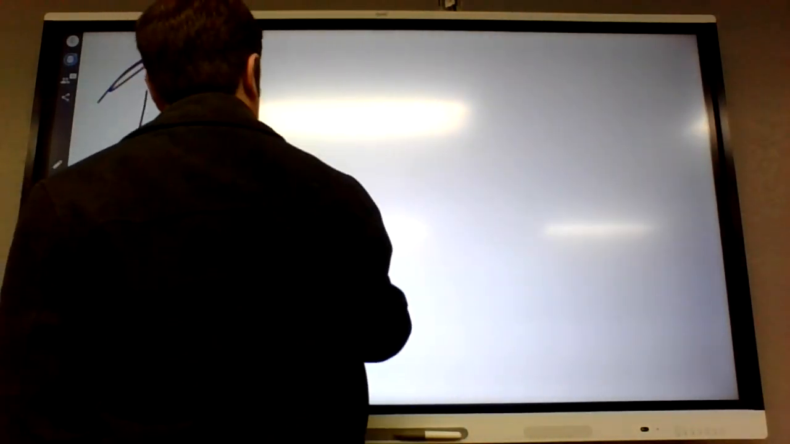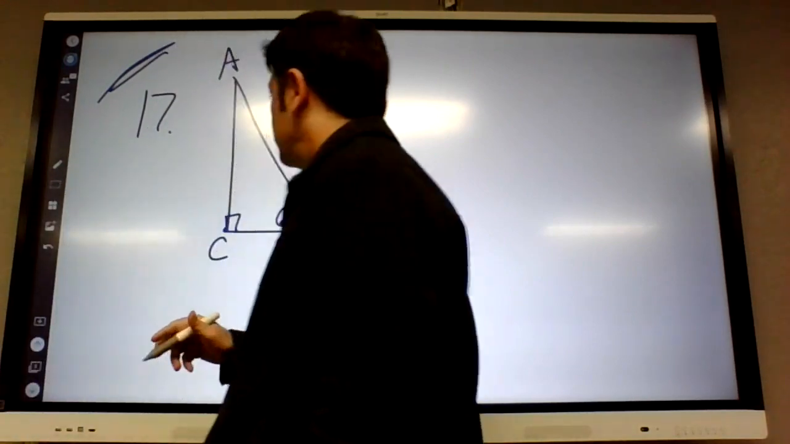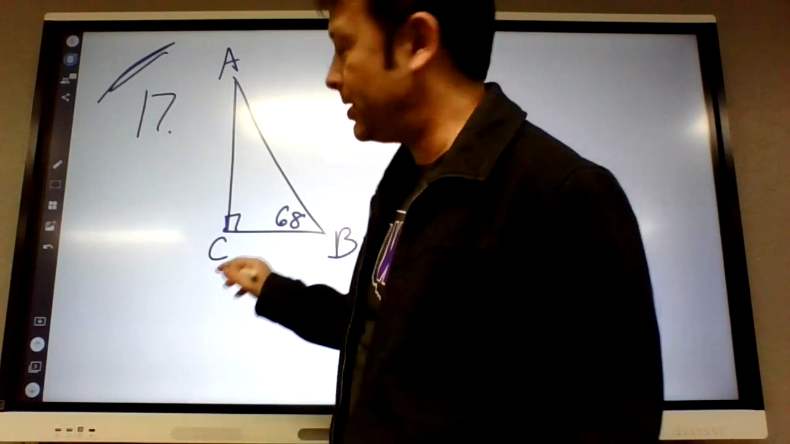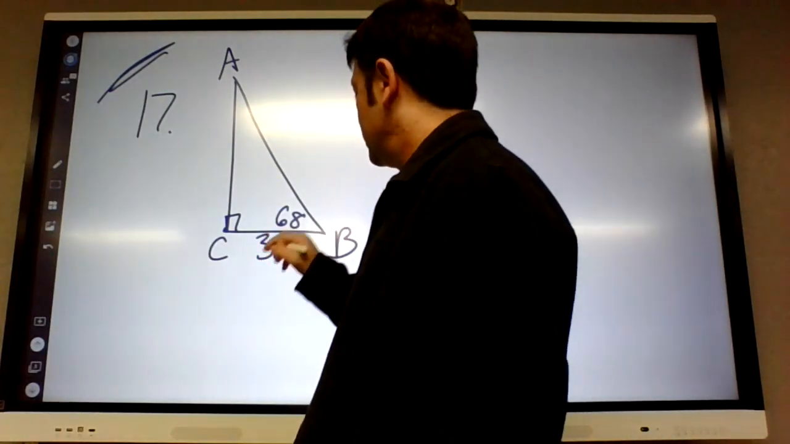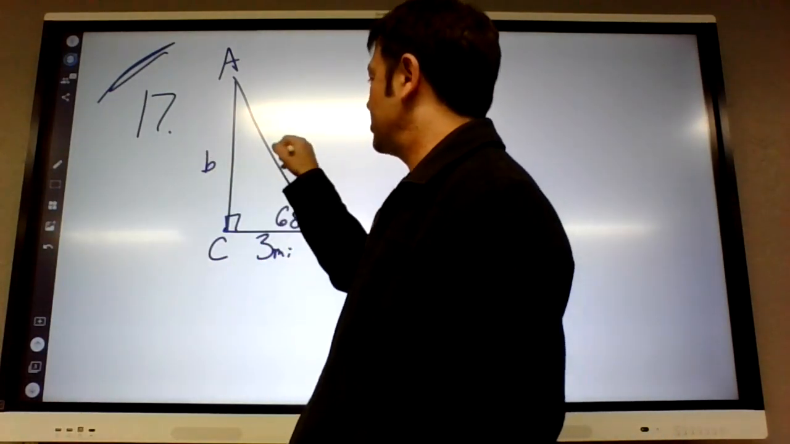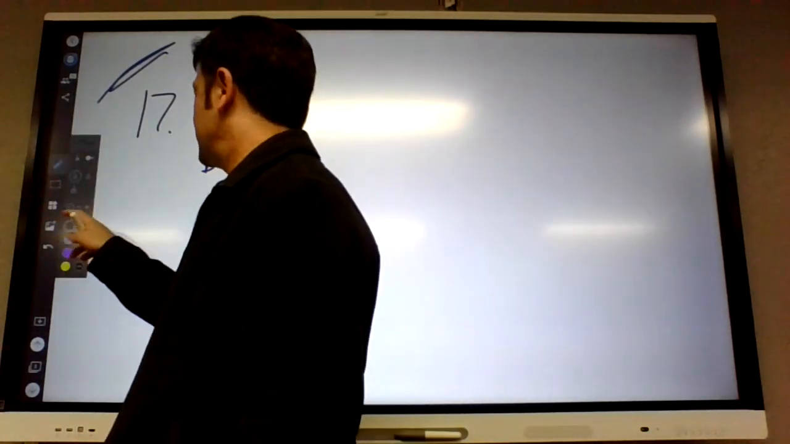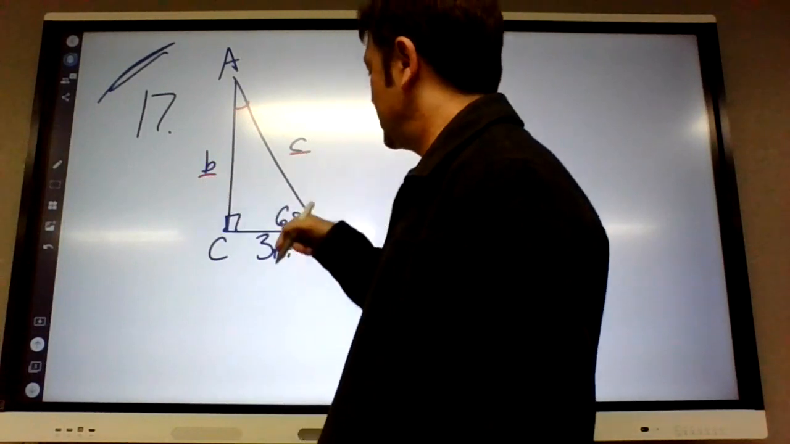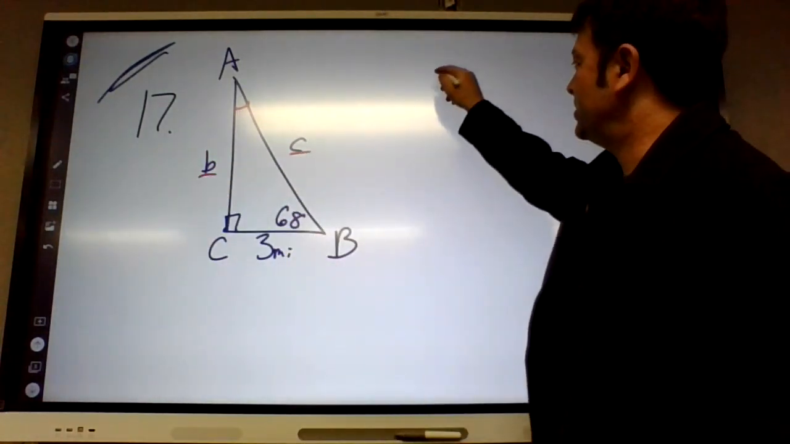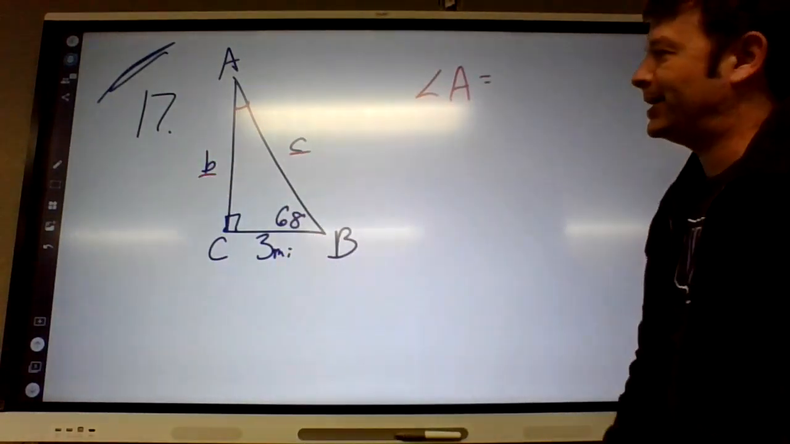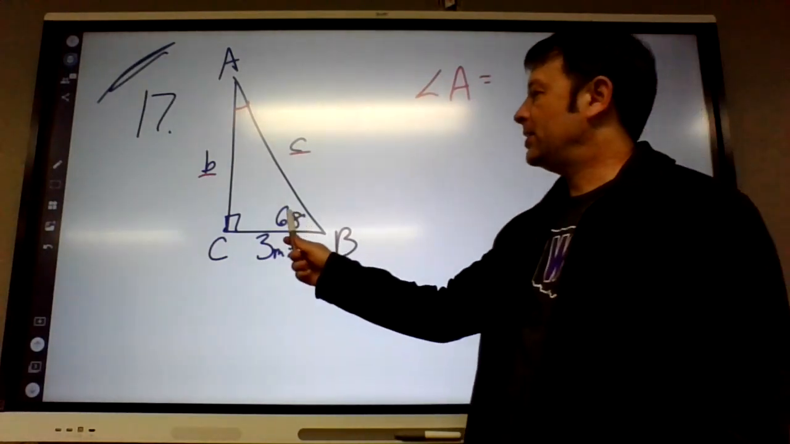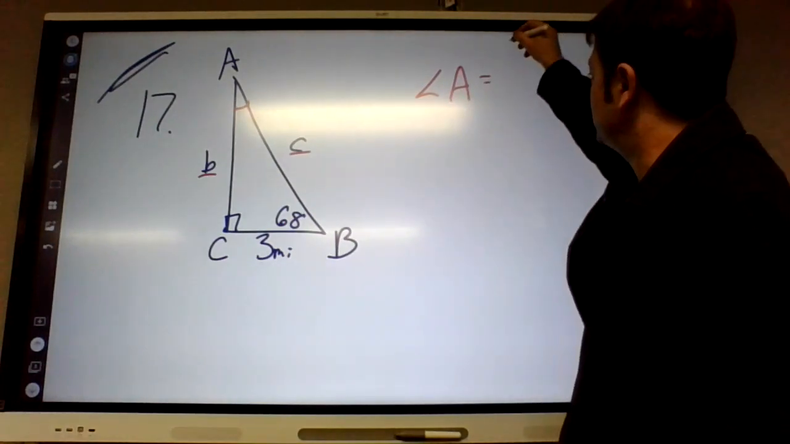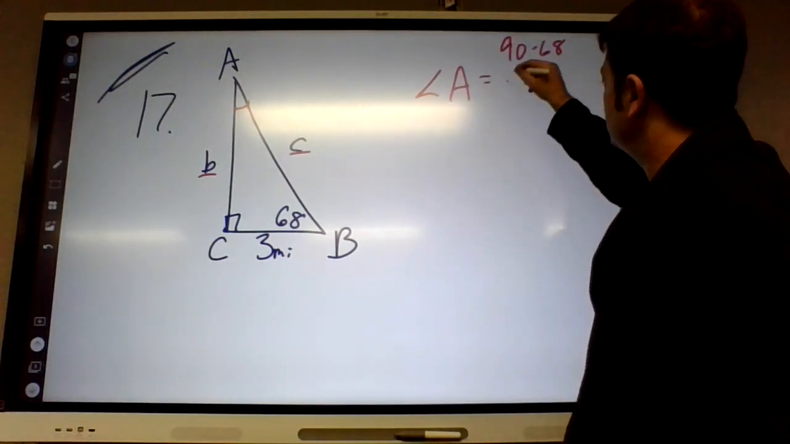Okay, so remember, if this is angle A, this is side A. Actually, we know side A: 3 miles. This is angle B, this is side B. So what are we missing on number 17? We're missing angle A, side B, and side C. Let's start with the easy one, angle A. How do we find angle A? 90 minus 68, since we already know this angle. That would be 22 degrees.